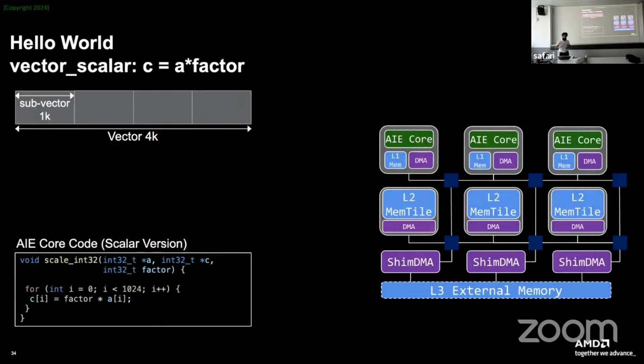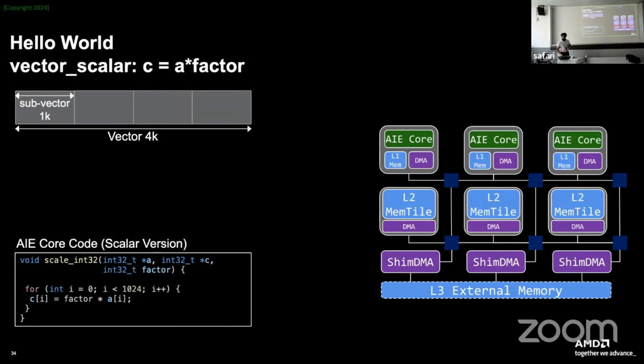So assume that we have a vector operation where we want to multiply a vector A with a factor, which is a scalar, and you have a vector of 4K elements, and then we divide it into sub-elements of 1K. And the C code will look like normal code; the AIE code is quite similar to C++. And this version is for the scalar operations, so it will run on the scalar core.